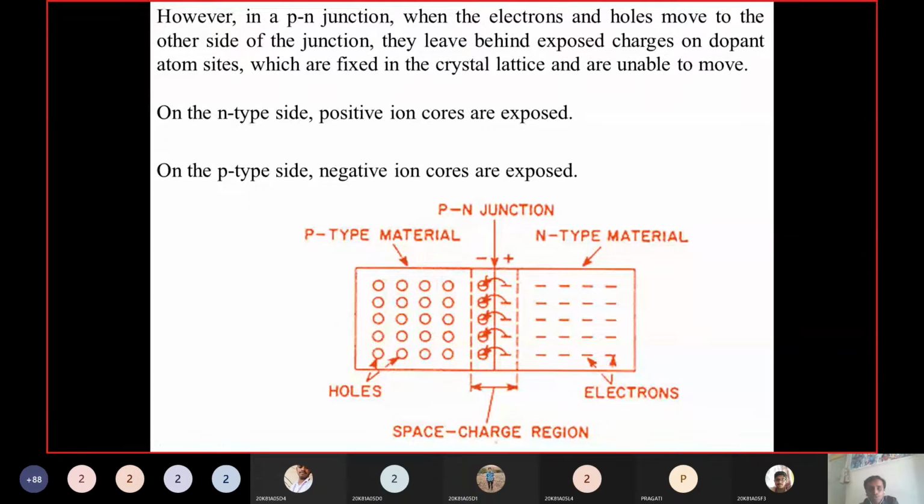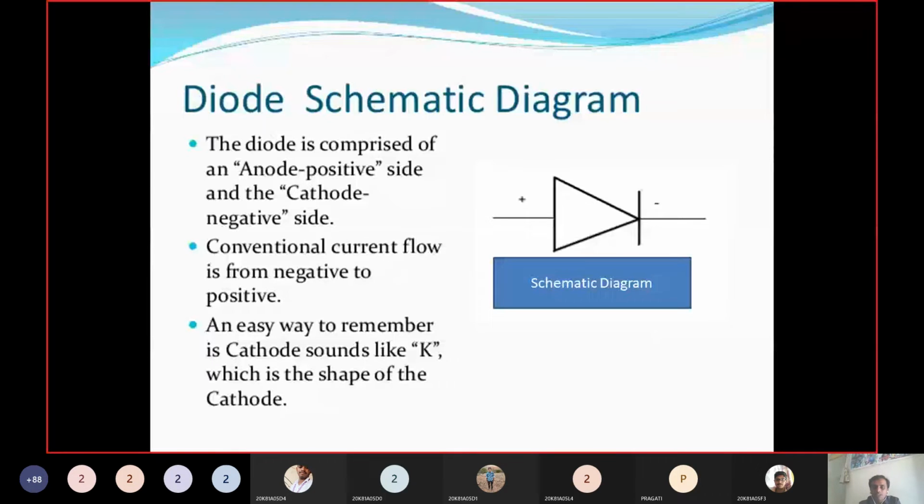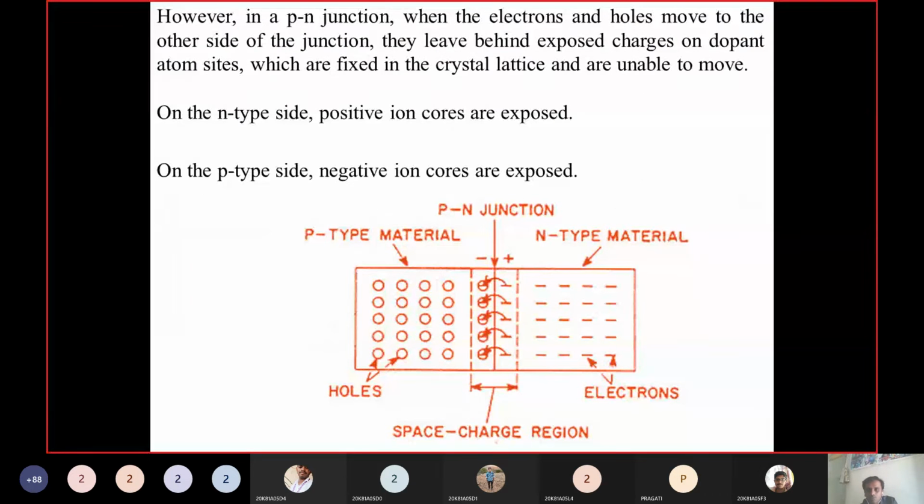Due to that electric field, some potential difference will be developed. That is the VB, the potential difference formed at the junction. This is about how the depletion layer is formed. This is also called the junction. In between the P region and the N region, there is a depletion layer. Due to that depletion layer, there is no flow of electrons or holes after a certain time.